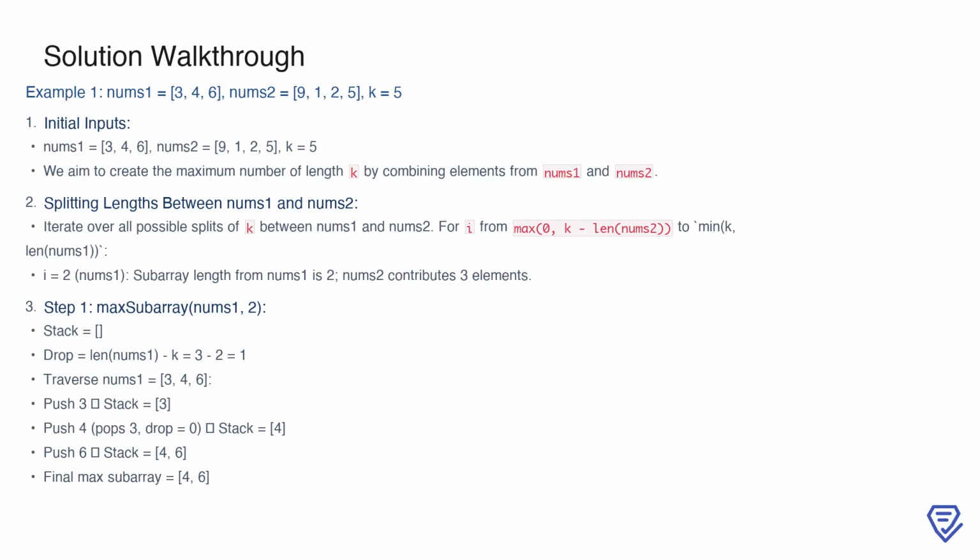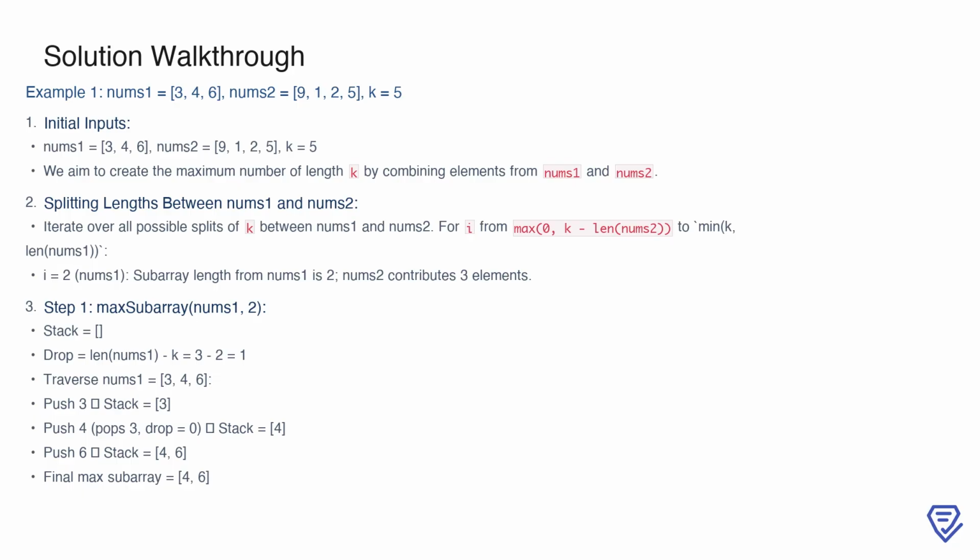To solve this problem, we start with the inputs nums1 as 3, 4, 6, nums2 as 9, 1, 2, 5, and k as 5. Our objective is to create the maximum number of length k by carefully combining elements from nums1 and nums2. The first step is to determine how to split the length k between both arrays. For every possible split, we take i elements from nums1 and k minus i elements from nums2, while ensuring the split is valid based on the lengths of nums1 and nums2.